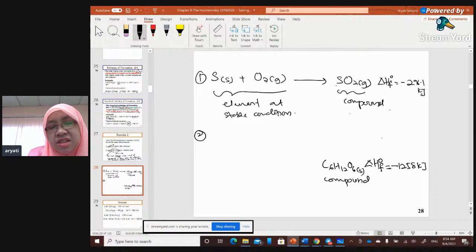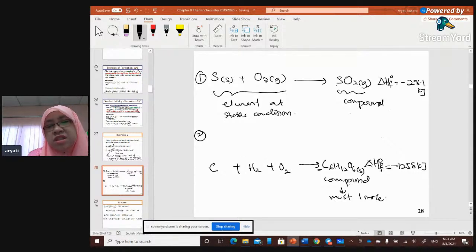Compound ni mesti 1 mole. Kenapa mesti 1 mole? Sebab definition dia, the heat change when 1 mole of compound. Mesti 1 mole. So sini 1 mole tak? 1 mole. Form from its element. So what element producing C6H12O6? So this is sugar. The element is carbon, lagi hydrogen, lagi oxygen. So this is the element.